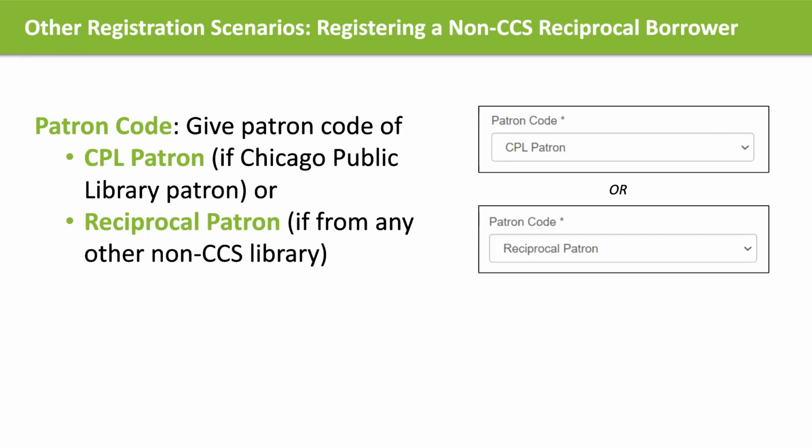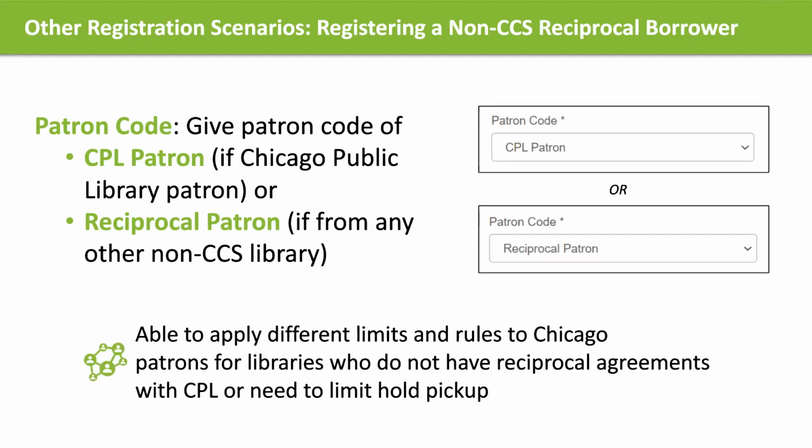And one of the major reasons why we differentiate Chicago patrons from all other reciprocal patrons is that a library may or may not have a reciprocal borrowing agreement with CPL. So if a library does not have a reciprocal agreement with Chicago, this allows the library to limit or restrict circulation to CPL users.